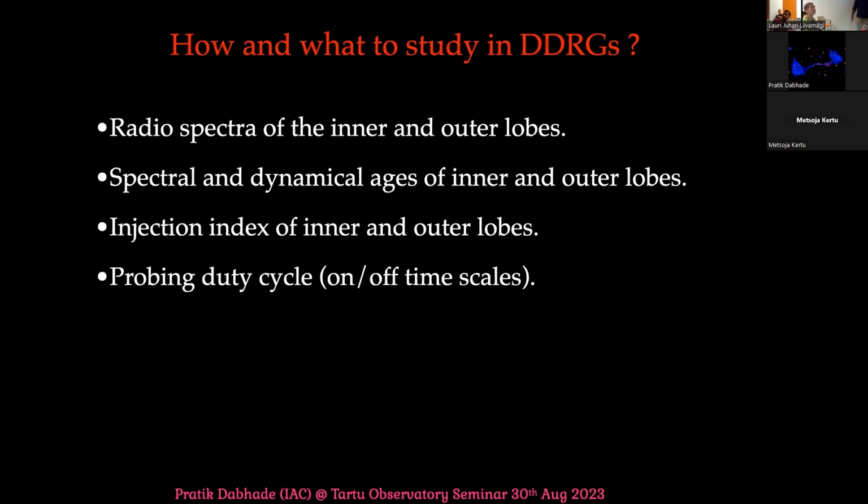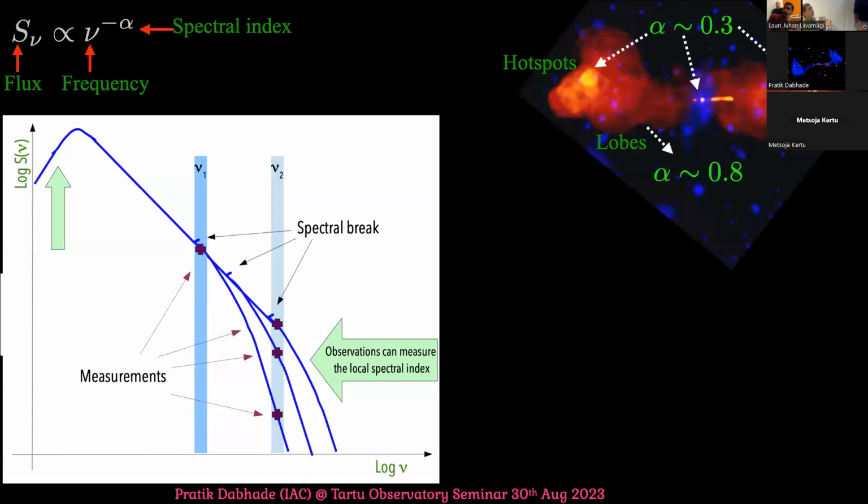So how and what aspects to study, what we can do from the radio? We need to do multiple observations to get the radio spectra, to understand which part of the radio plasma is older, which part is newer, and by how much, what is the duty cycle, and the inner and outer, like I mentioned. And then there is injection index and duty cycle, which I'll come to in a couple of slides. So basically for this, we need multi-frequency data. We need to study not at one radio frequency, but multiple radio frequencies. So why is that so?